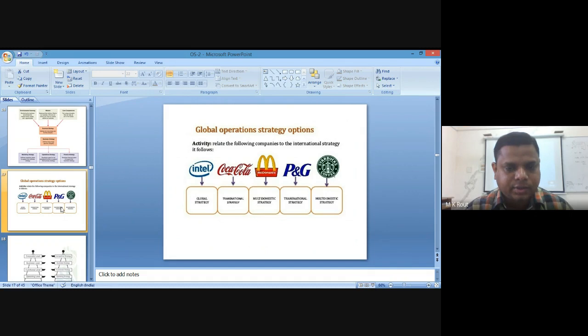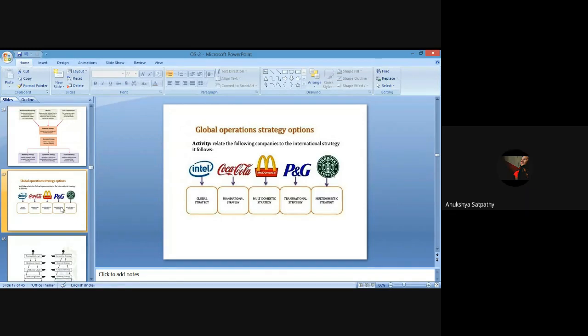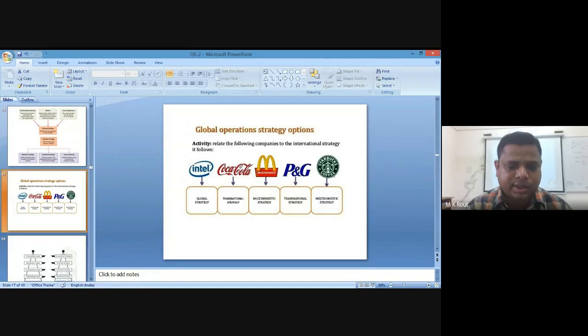Intel is used global strategy for which product? Software, sir. Software nahi deta, processor deta hai, Intel processor.